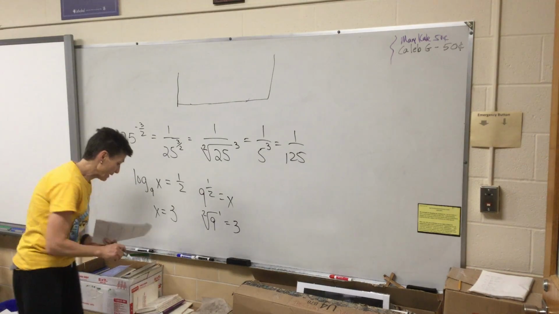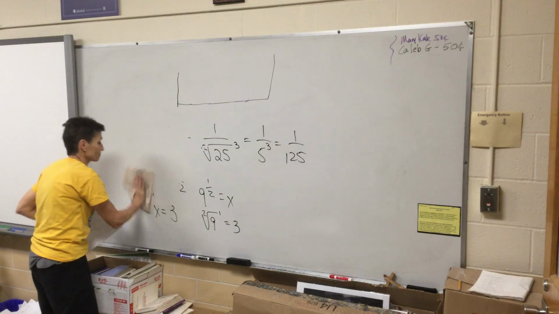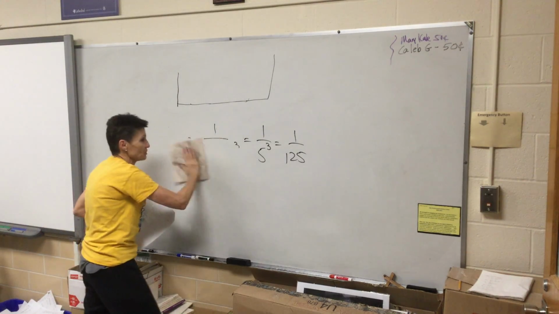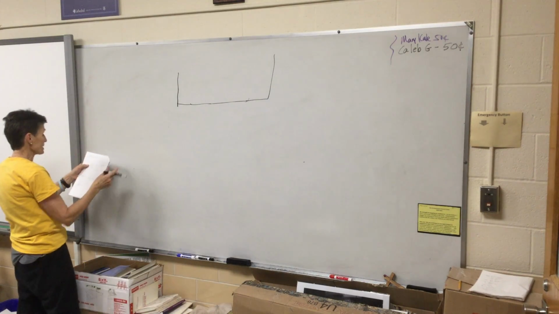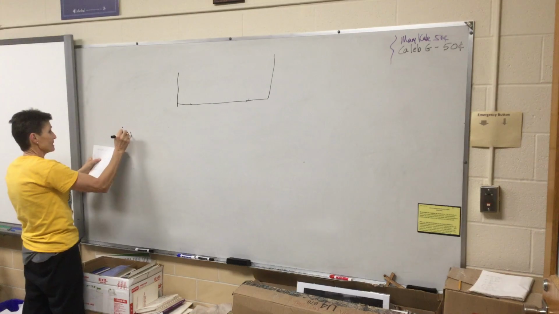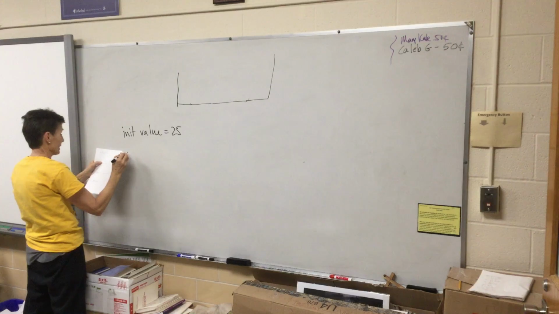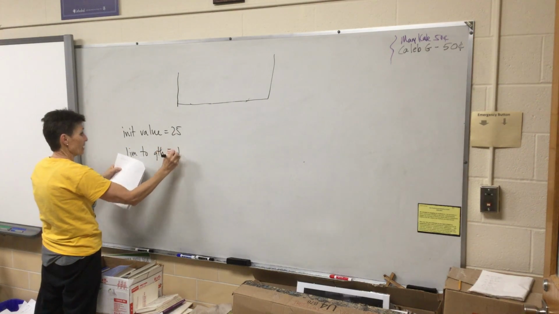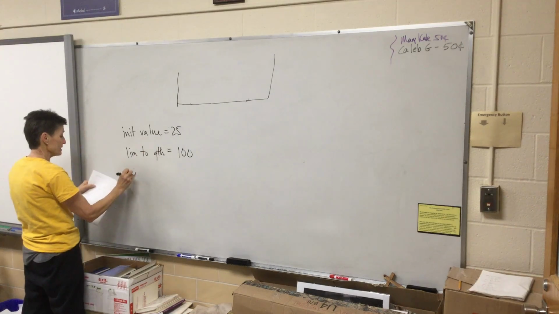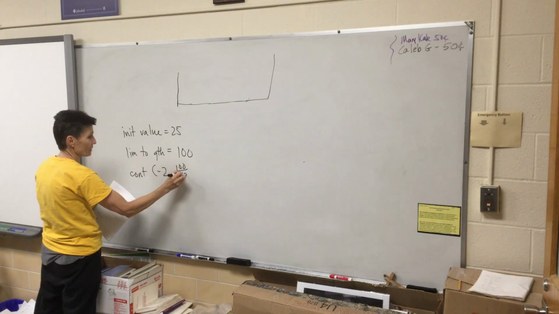Okay, now we've got a little bit bigger, more involved problem. Those two were pretty easy. And this one's easy too, it's just going to take a little more. I have a logistic function. Its initial value is 25. Its limit to growth is 100. And it contains the point -2, 149ths.